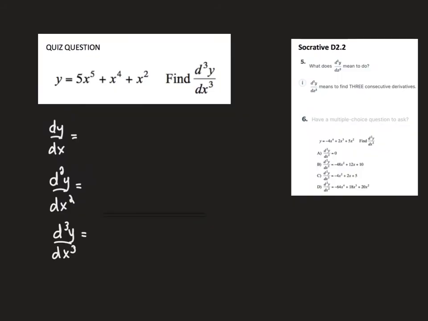Our next question is going to ask us for the third derivative. That's what this notation means.